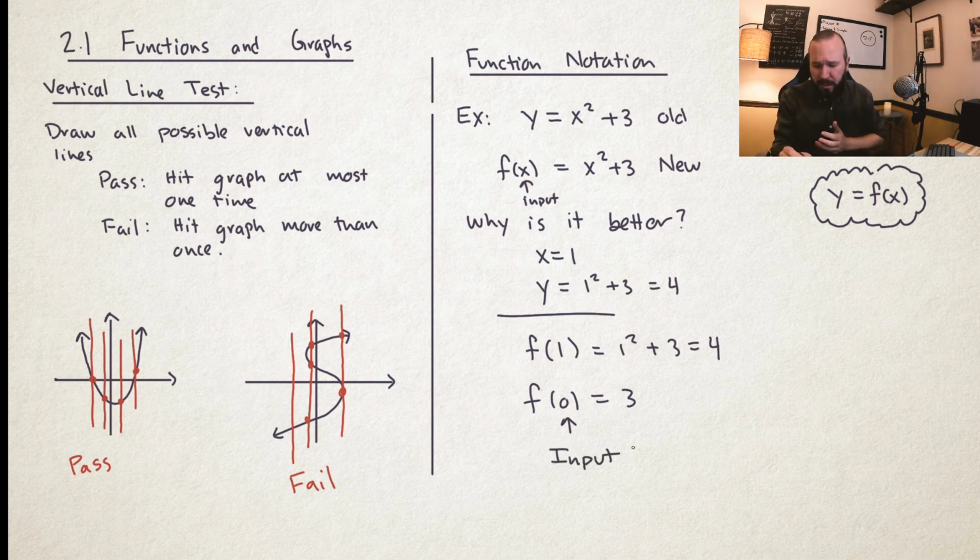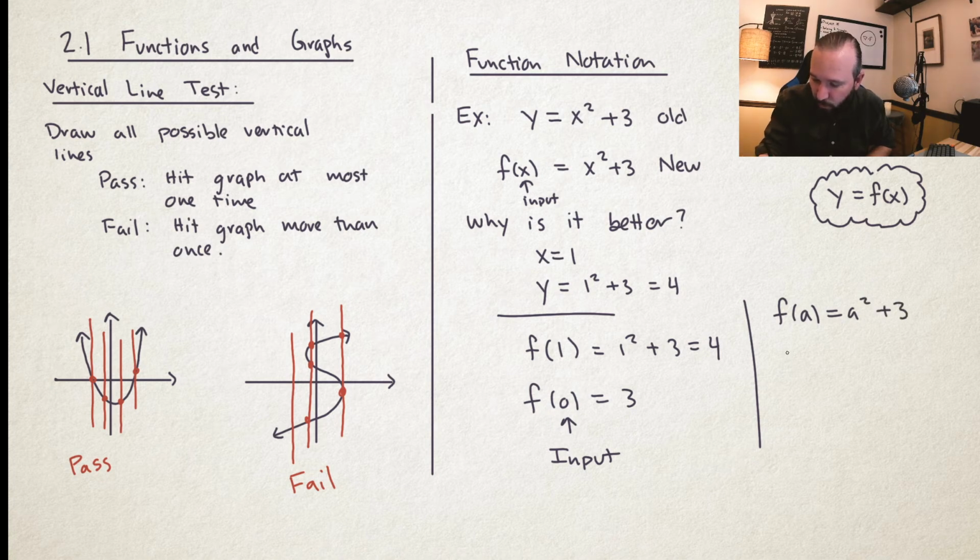And you can do this with anything you want. It doesn't just have to be with numbers. If you want to, you could write f of a equals a squared plus 3, or f of smiley face equals smiley face squared plus 3. Anything that you want. That's the idea behind function notation: I keep track of what I plugged in right there.